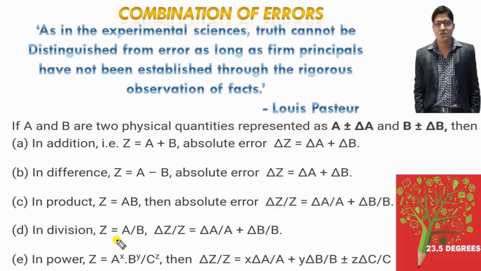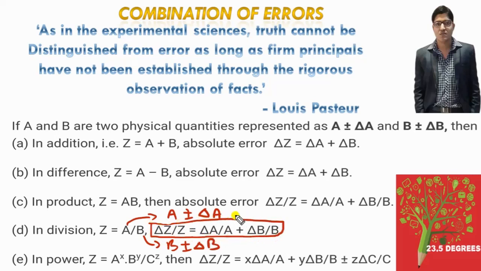The rule for division is also same. If you want to divide two physical quantities with proper error limit, again A is expressed something like A plus minus delta A, and B is expressed something like B plus minus delta B. Then the result of A by B can be found out with proper error limit with the same formula that we have applied in case of multiplication. The same formula is applicable for division also. So the rule for product and division is same.